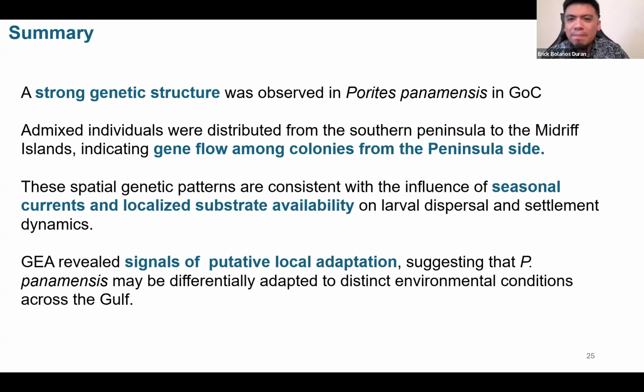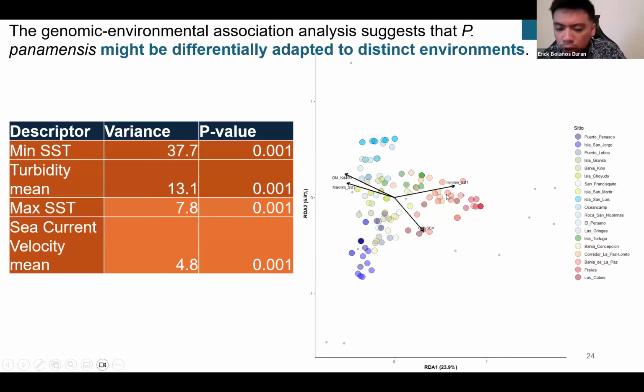Any question? Well, we've got another one in here. It says, interesting, I wonder if the GEA RDA outliers showed association with any specific environmental variables? Maybe I missed it. So yes, turbidity and surface temperature were significant in the model. So we expect that these patterns could drive part of the genetic diversity observed.